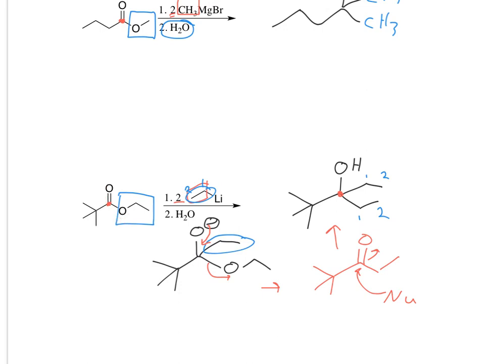Alright, so the take-home message from this is when you have an ester and you react with a carbon nucleophile such as an organolithium or a Grignard, you're going to add it twice and then you're going to lose this portion. Alright, so we're going to add our carbon group twice and lose the oxygen carbon portion.